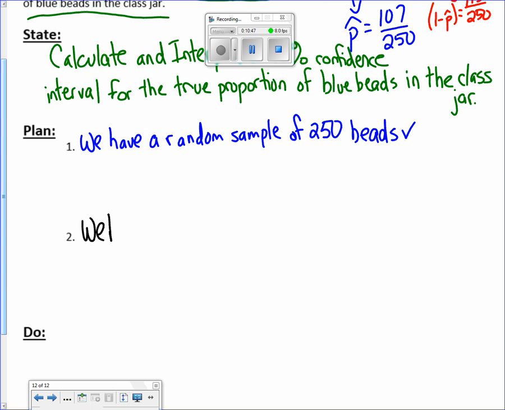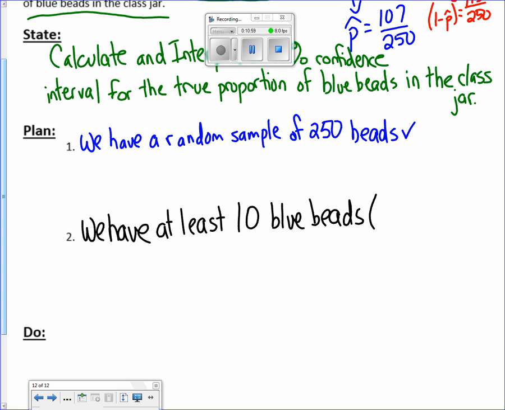We have at least 10 blue beads. And in all actuality, there were 107 blue beads and at least 10 white beads.